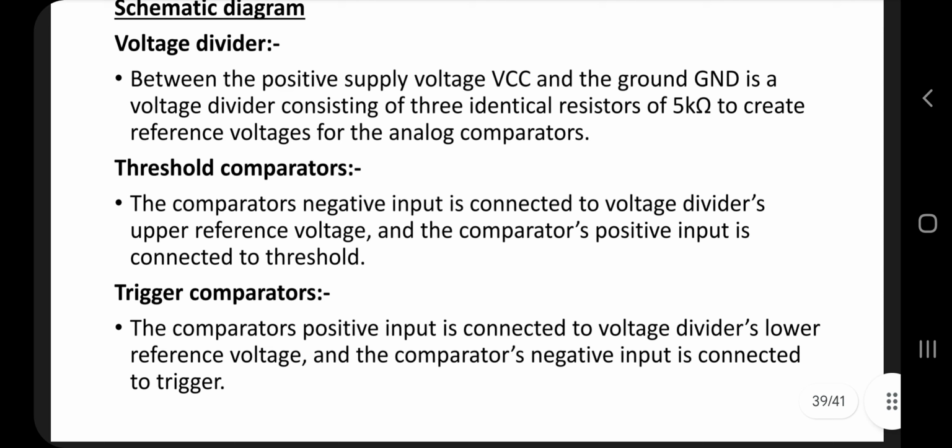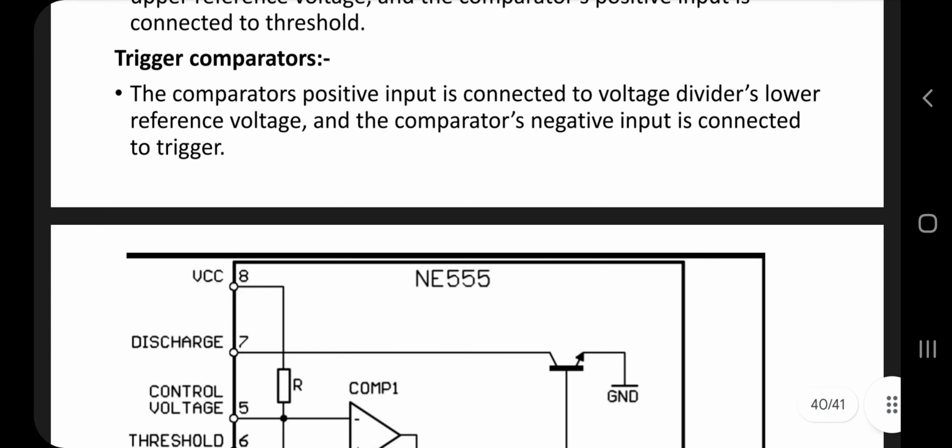What is a voltage divider? Between the positive supply voltage VCC and the ground GND is a voltage divider consisting of three identical resistors of 5 kilo ohm to create reference voltages for the analog comparators. The threshold comparator: the comparator's negative input is connected to the voltage divider's upper reference voltage and the comparator's positive input is connected to the threshold. Trigger comparator: the comparator's positive input is connected to the voltage divider's lower reference voltage and the comparator's negative input is connected to the trigger.